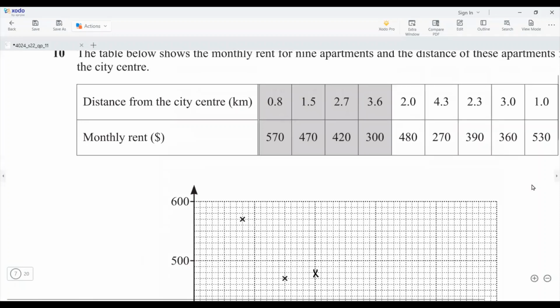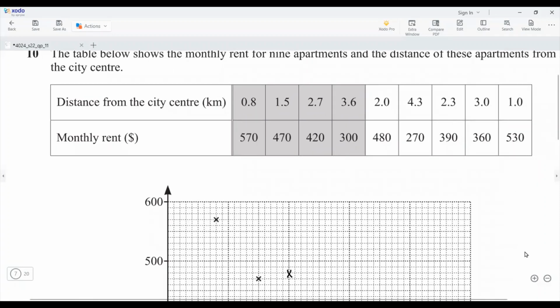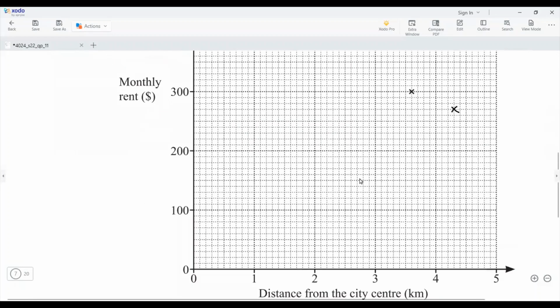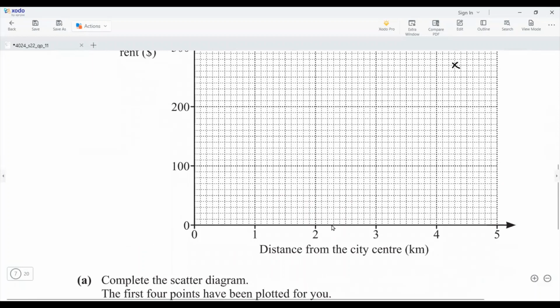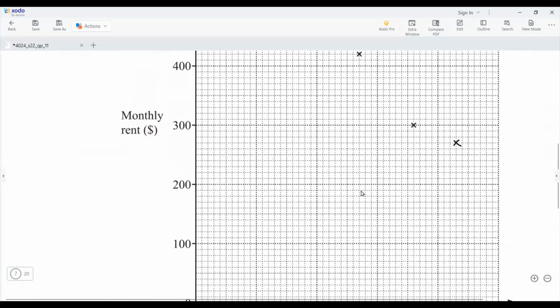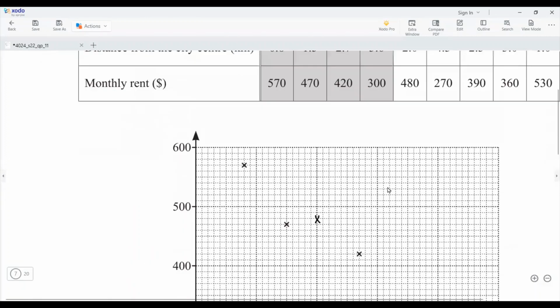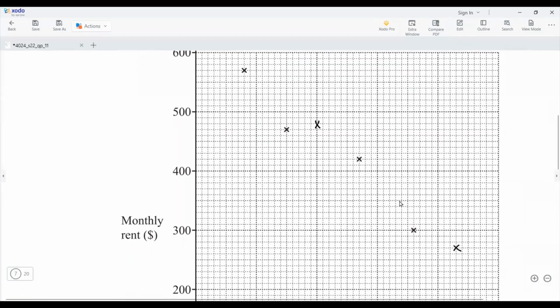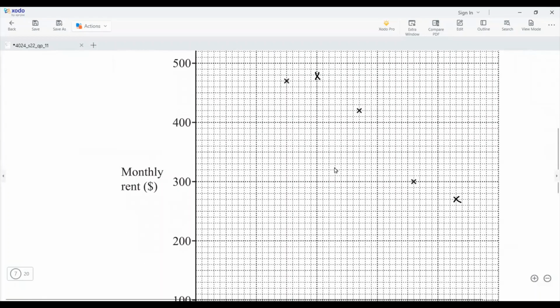So what about the next one? It is 2.3 and 390. 2.3, after 2 there are 3 boxes, and it is 2.3 and 390. 390 is actually 1 box under 400. So this is the result of it.